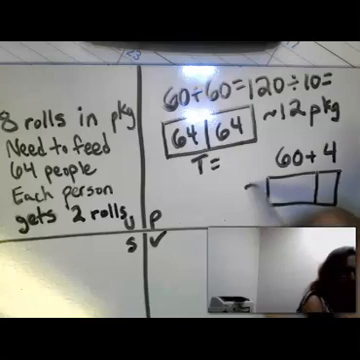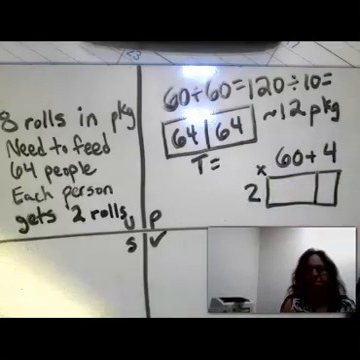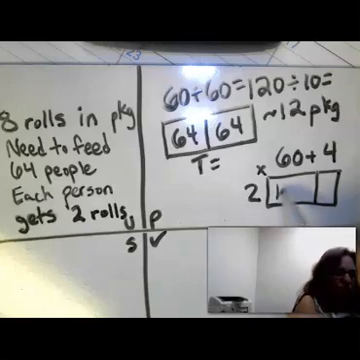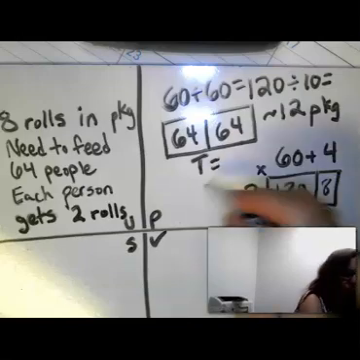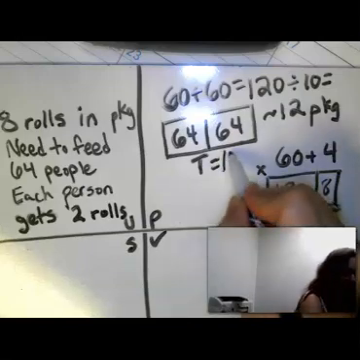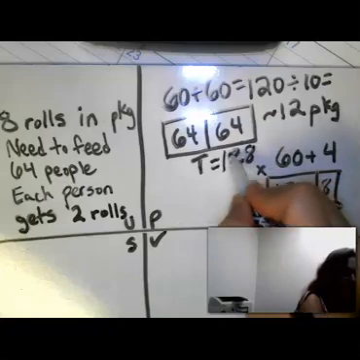No, just put an R. My marker's acting up. Okay, so now we need to divide the 128 rolls by the 8 to see how many packages we need to buy.